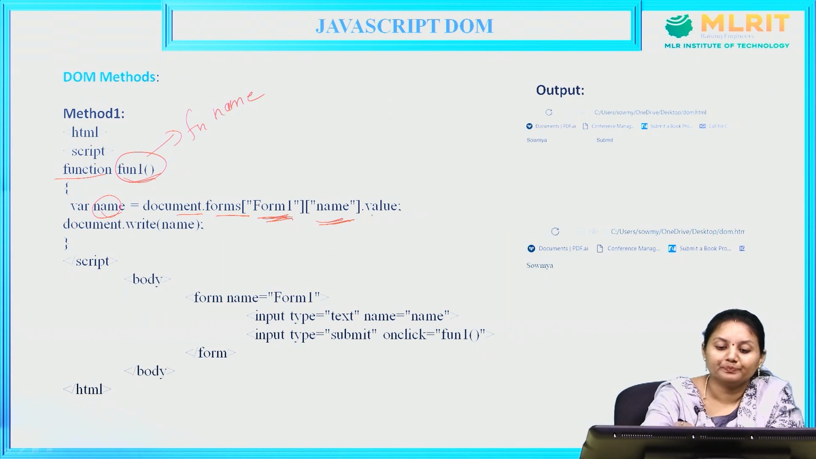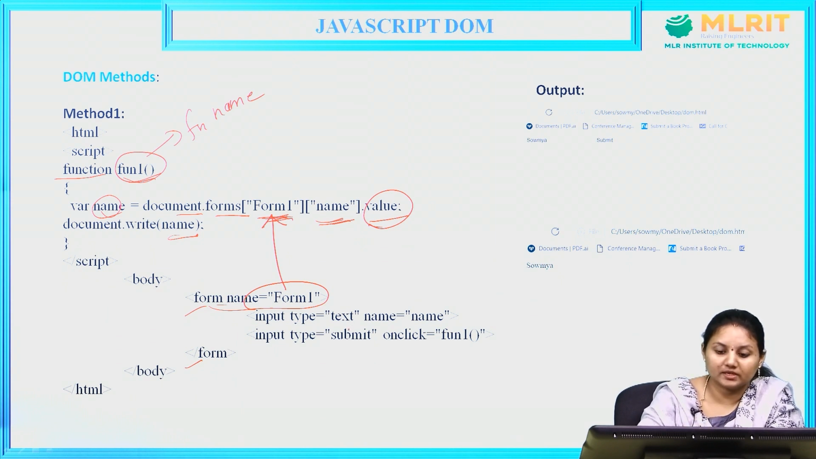So name dot value, its value we are changing. Okay, so document.write name. What we are doing inside the form, you have created a form, and this is the name of the form we are giving. So what you are changing: document.form, this form1 you are going to change.